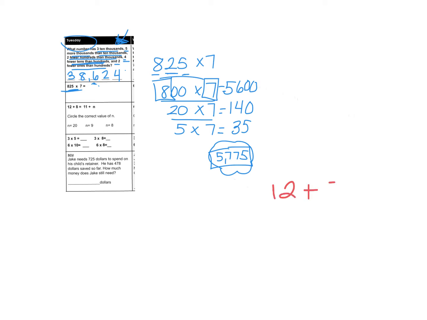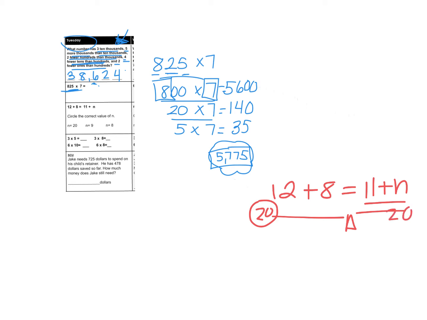All right, next we have our balancing question, or like we said yesterday, our bouncing question. Here's 12 plus 8 on one side and 11 plus n on the other side. Here's our balance, or our bounce, whatever you want to call it. And on this side of it, we have 12 and 8, and 12 and 8 together make 20. Then over here, we have 11 and something else. What do I need to add to 11 to get to 20? Yep, 9. So that means that n equals 9. Good job on that one.